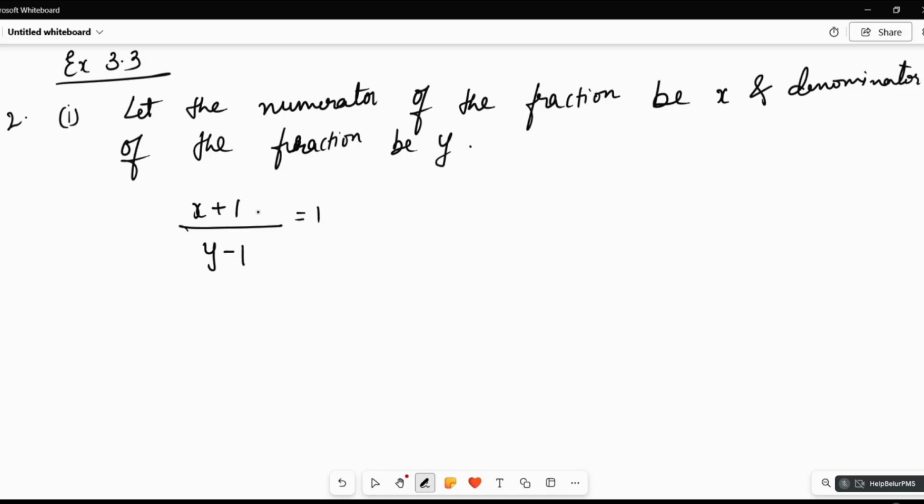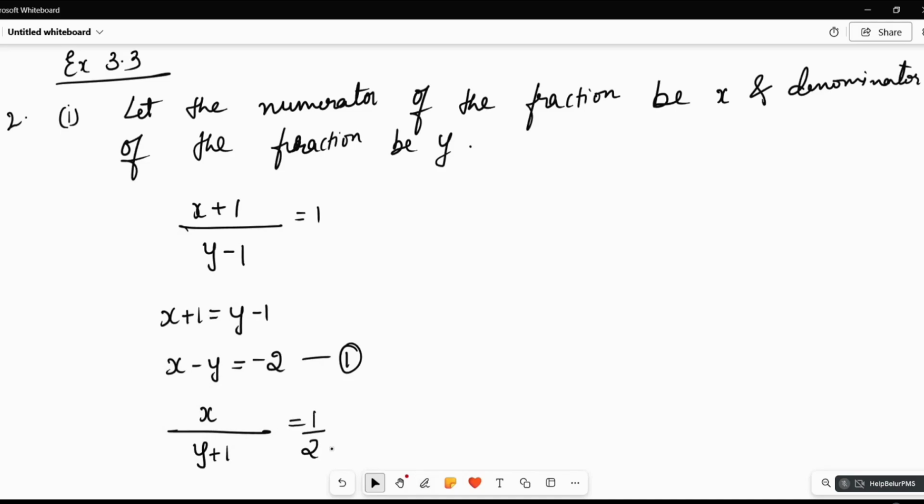Okay, simplify this. So cross multiply: x plus 1 is equal to y minus 1. Or y shifted to the other side, x minus y is equal to minus 2. First equation. Then it becomes 1 by 2. The fraction becomes 1 by 2 if we only add 1 to the denominator. So numerator, keep it as it is. If you add 1 to the denominator, we get it as 1 by 2.